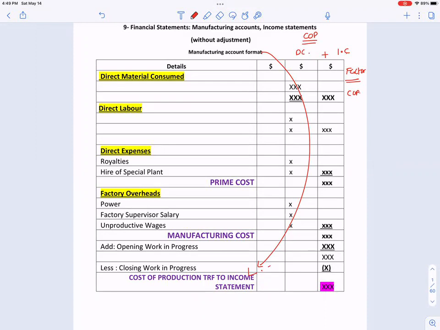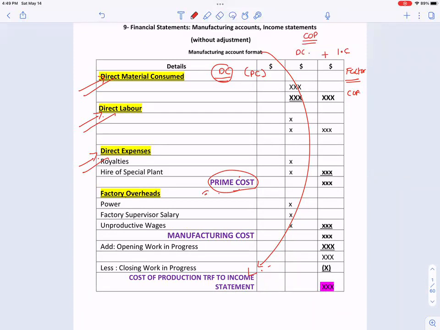When I'm talking about direct cost, it is also called the prime cost. So direct material plus direct labor plus direct expenses gives us prime cost. Again, what is prime cost made up of? Direct material consumed, direct labor, and direct expenses gives us prime cost.